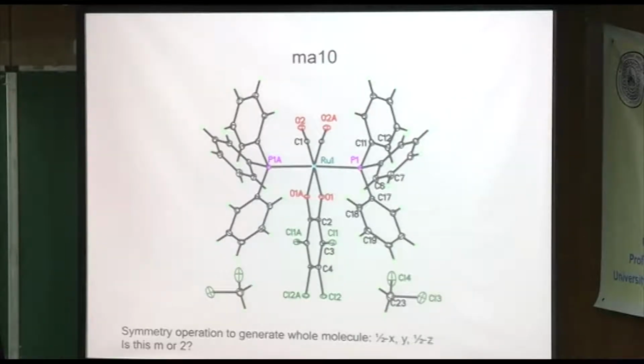And I applied the rotation to the whole structure. I didn't just apply it to this. I applied it to the whole structure. So this also is generated by the twofold axis of symmetry. Otherwise, it looks kind of asymmetrical. So I did it to the whole structure.